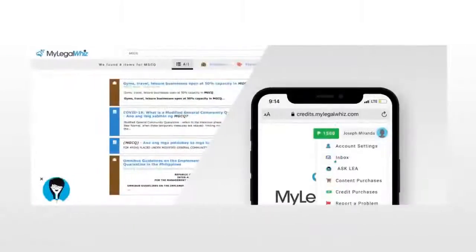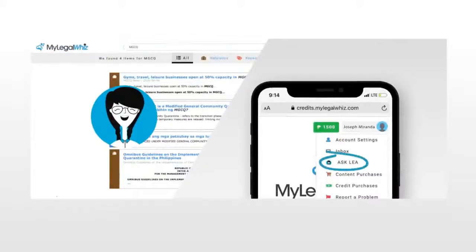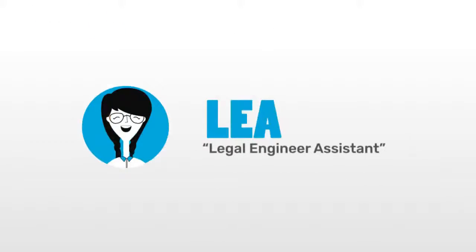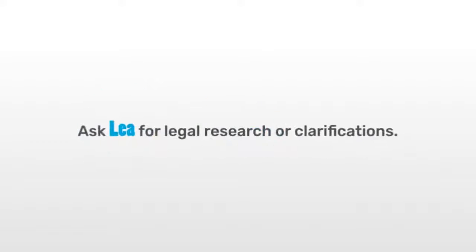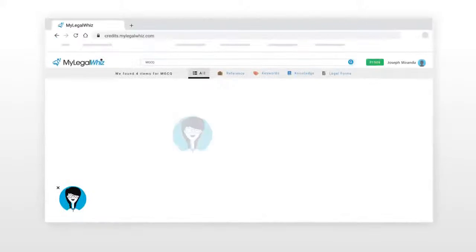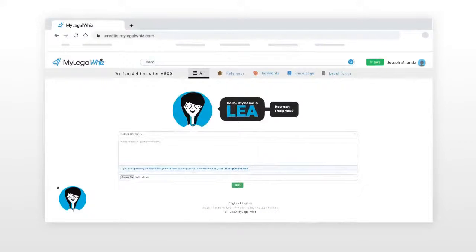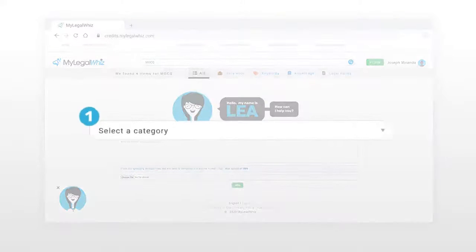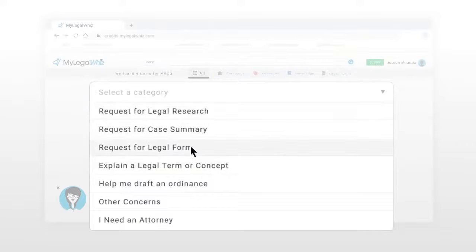If you need assistance, we have Leah. Leah stands for Legal Engineer Assistant. She helps in doing legal research and writing documents. But before that, you need to know how to use Leah's page. First is the drop-down menu. This allows you to choose what type of document, task, or request you need from Leah.